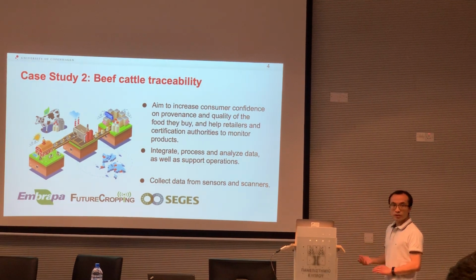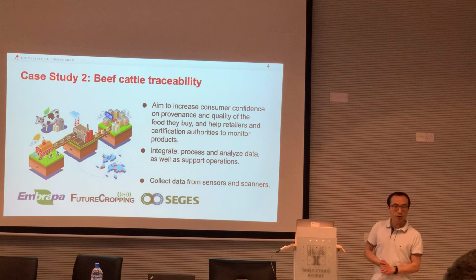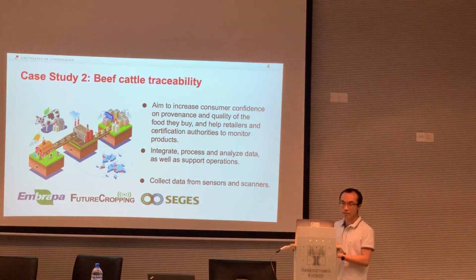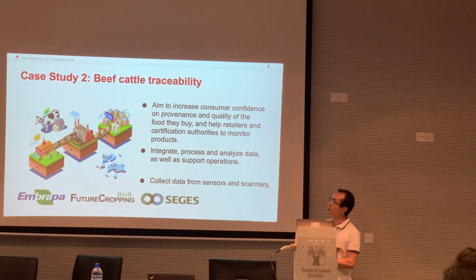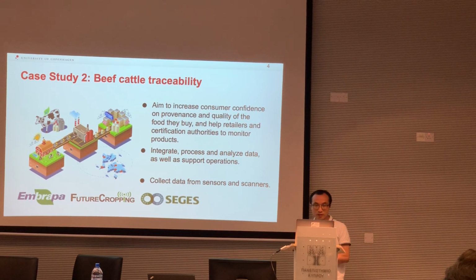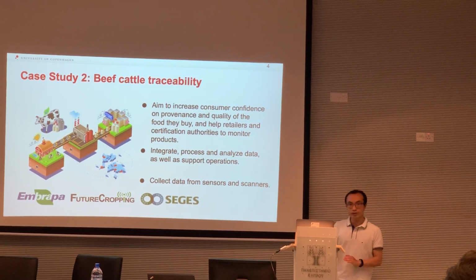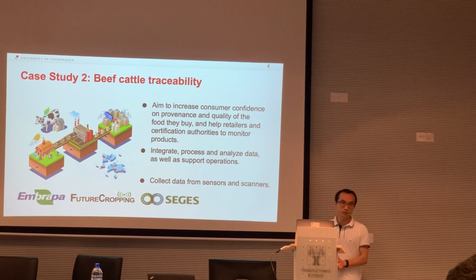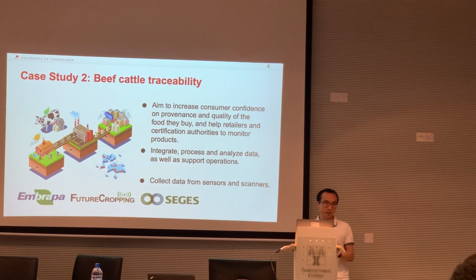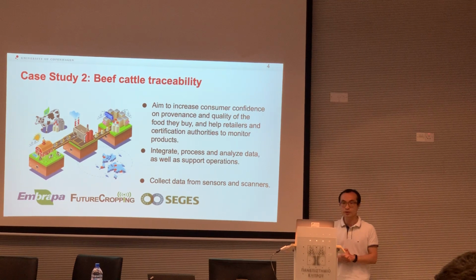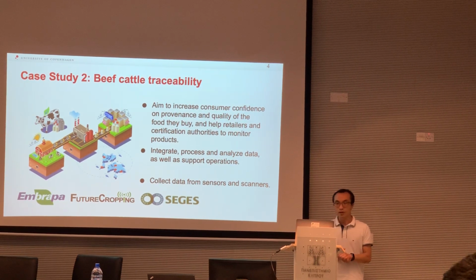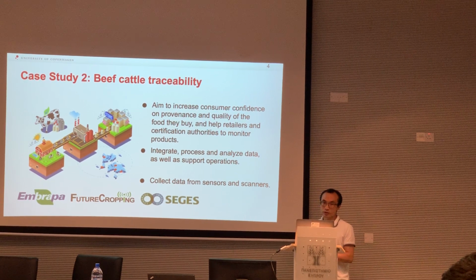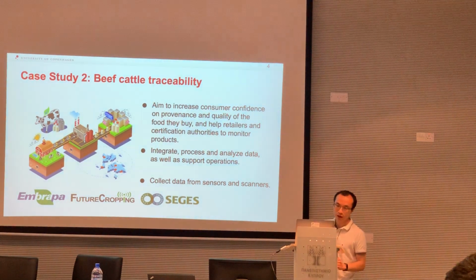So the aim of this case is to increase the consumer confidence in agriculture products. In this particular case, it's beef cattle. So for the food that they buy, they can trace back to the origin of the food, and also check where the food is now, right? It's not for the end customer, but for, for example, the transporters, etc. They want to see where they are now, right? And also the farmers want to see where the cow is right now and where it has been, and so on.